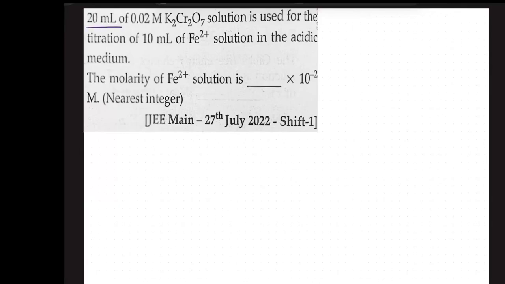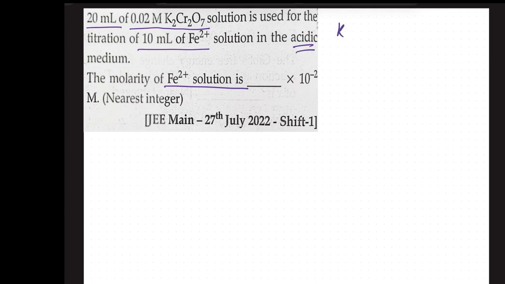20 milliliter of 0.02 M K2Cr2O7 solution is used for the titration of 10 milliliter of Fe2 plus solution in the acidic medium. The molarity of Fe2 plus solution is dash into 10 to the power minus 2 M. Now this reaction is carried out in acidic medium.